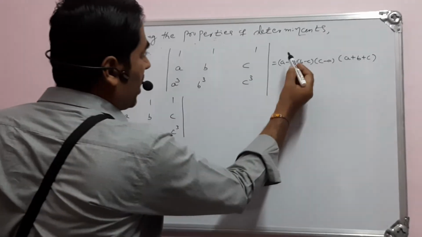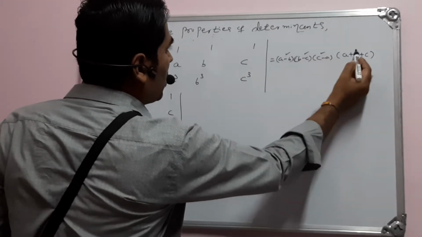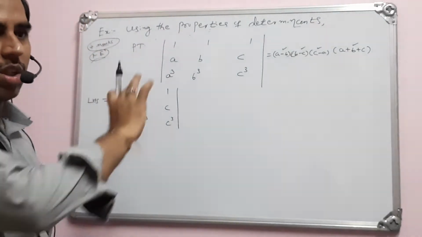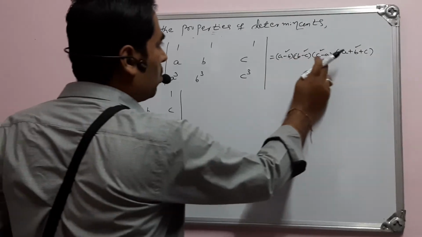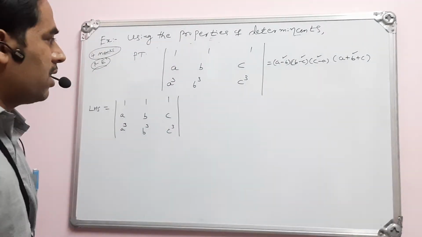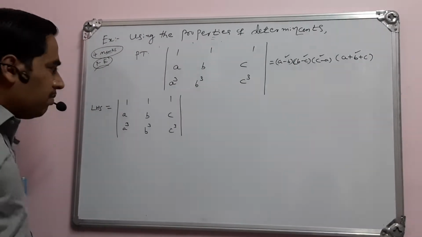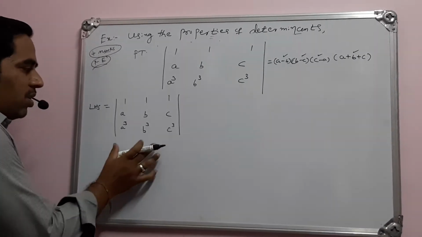is, in the right hand side, you should get a minus b, b minus c, c minus a into a plus b plus c. So those are the four factors, 1, 2, 3, 4. Four factors given on the right hand side. So I have considered the LHS here. See how we can begin here.